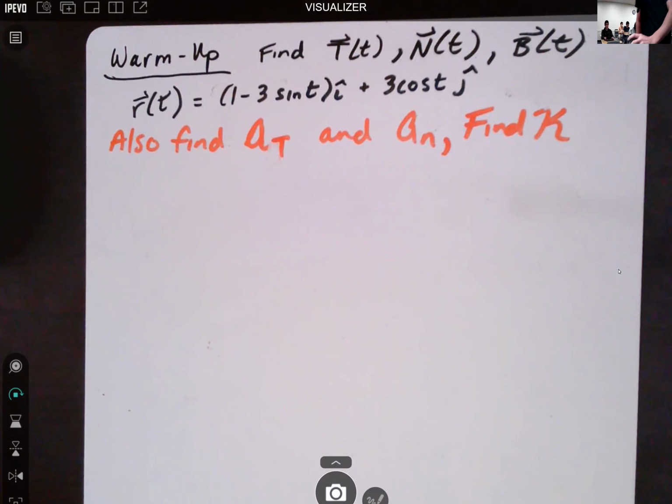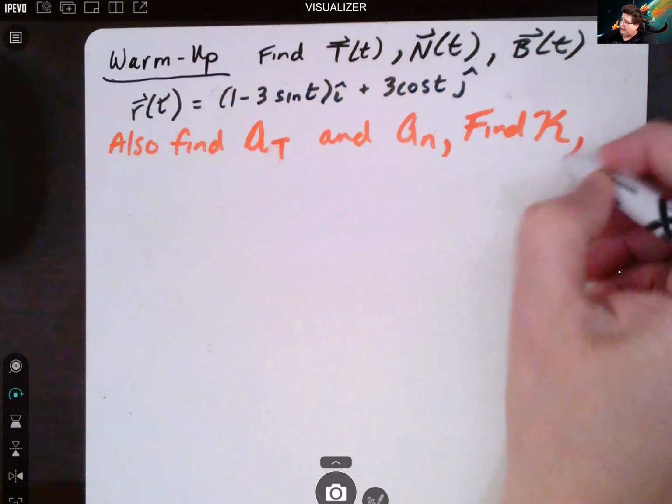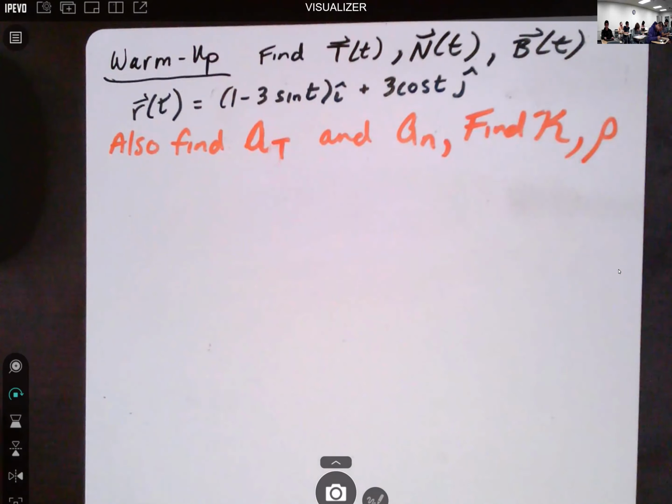Since we're already fighting kappa, why not fight rho as well? Fine. Oh, well, I like the way you think. You're right. That shouldn't be too hard though. Now it's rho as well. You might as well. Isn't K equal to 1 over rho? It'd just be the reciprocal.